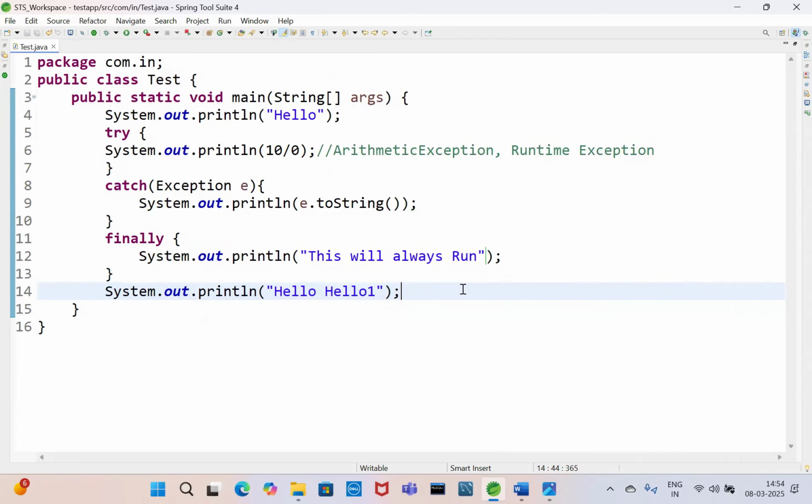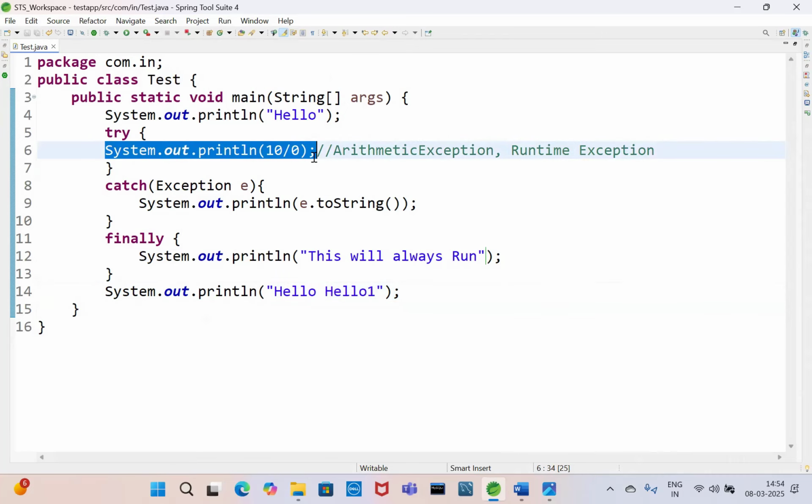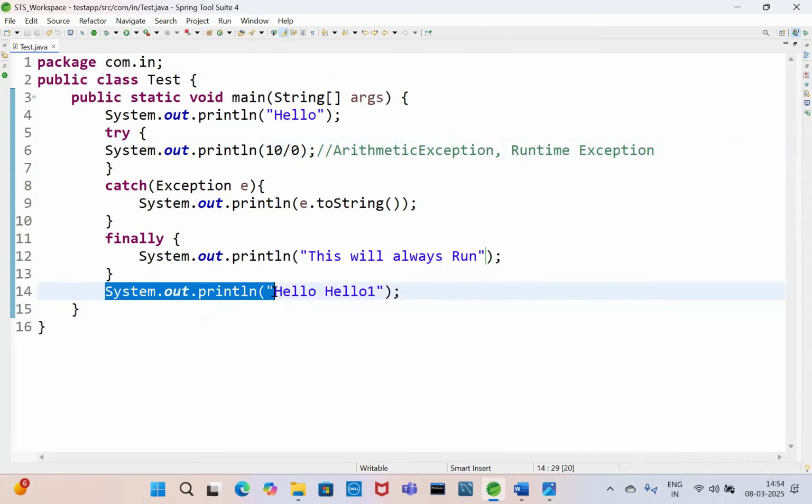What is exception handling? An unwanted, unexpected event that disturbs the normal flow of the program is called an exception. So here, 10 divided by 0, an exception is raised. So this line is not executed. It disturbed the flow of the execution. So our application terminated.